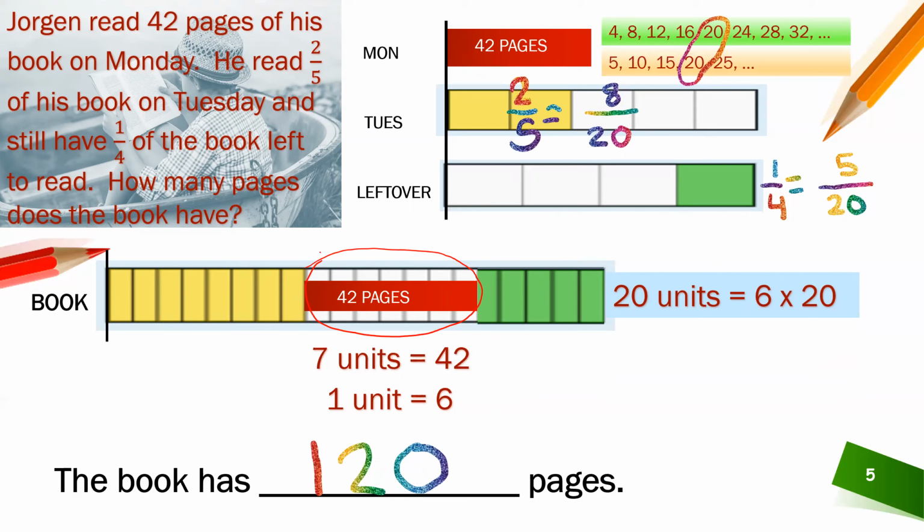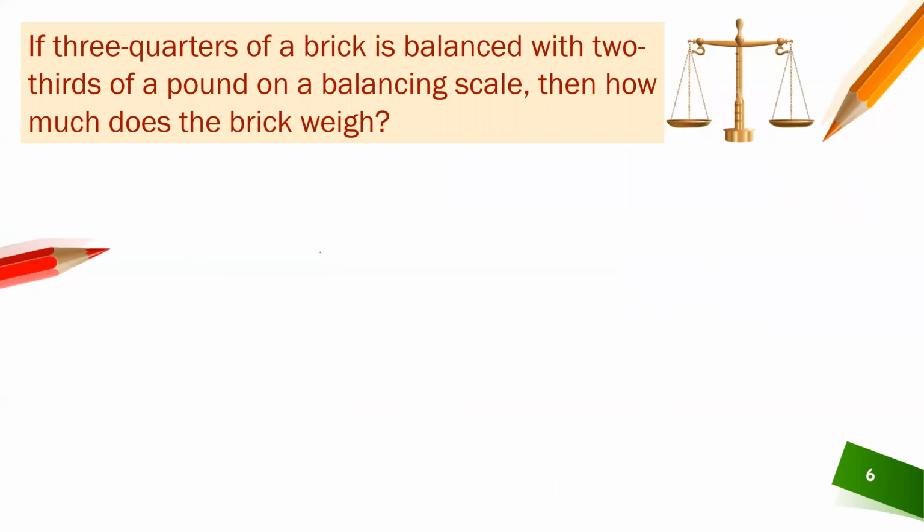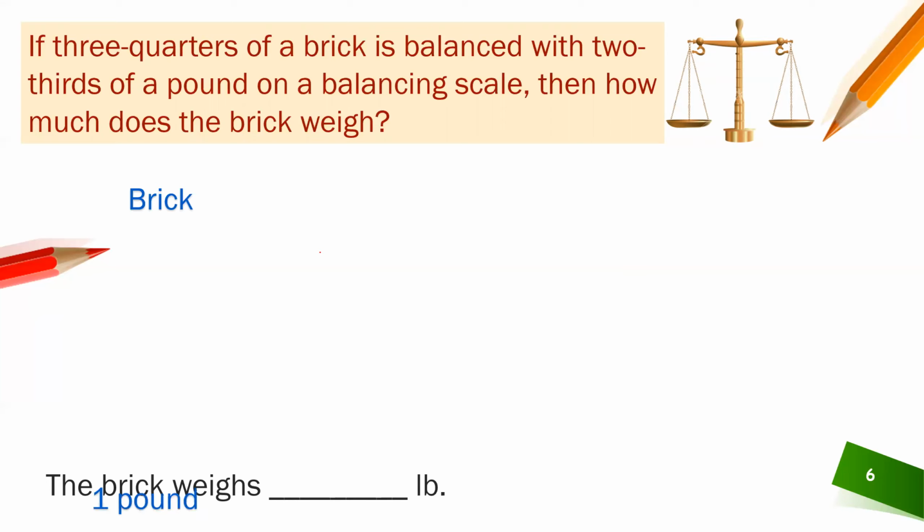All right. Last one. This one is sort of a brain bender here. Okay. 3/4 of a brick is balanced with 2/3 of a pound. How much does the brick weigh? Okay, so the brick weighs blank pound. What's involved? There's a brick and there's a 1 pound.